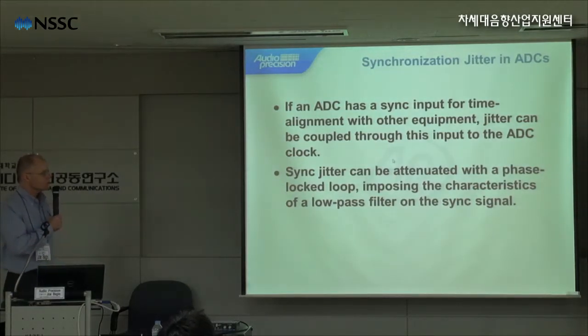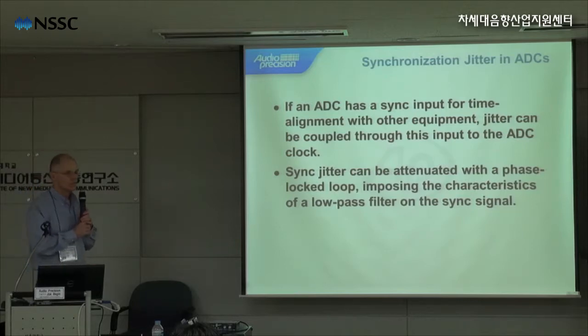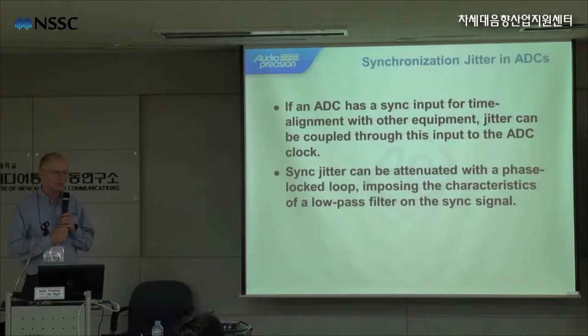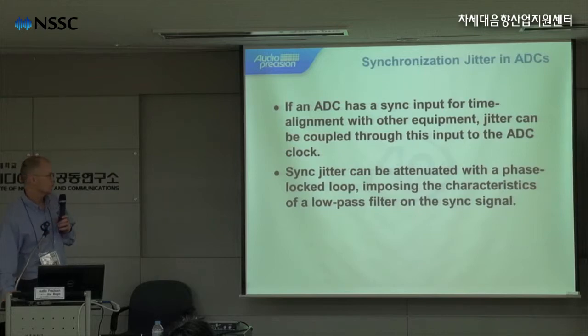There's also synchronization jitter in A to D converters. If an A to D converter has a sync input for time alignment with other equipment, jitter can be coupled through this input to the A to D converter clock. In places like broadcast studios and recording studios, they'll often have a house clock that they run along, and they synchronize all of the digital devices within the house. And if there's jitter on that clock, it can introduce jitter into other devices that are connected.